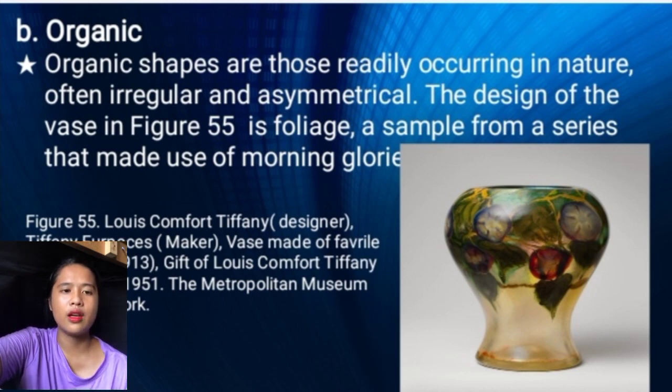And second, organic. When we say organic, these are shapes often curvilinear in appearance that are similar to those found in nature, such as plants, animals, and rocks. So, organic shapes are those readily occurring in nature, often irregular and asymmetrical. Consider the design of the vase in Figure 55's foliage, a simple form from a series made as a morning glory.